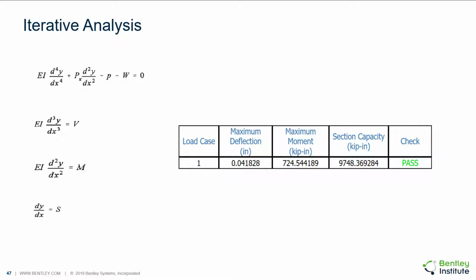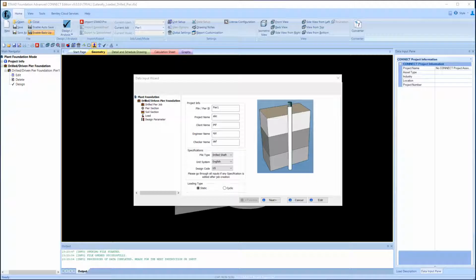The actual moments are then compared against the bending capacity to check if the pile section is adequate or not. The tip resistance and skin resistance of the pile are also calculated and summed up to obtain the unfactored and factored axial capacity of the piles.